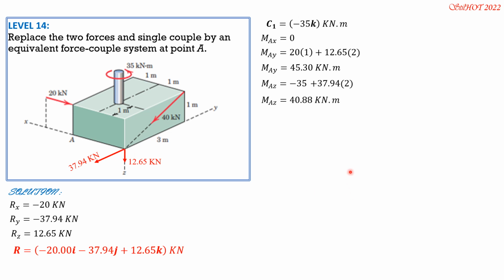So in vector form, moment about A is equal to 45.3 J plus 40.88 K kilonewton meter. So this is the force and that's the couple at A. Equivalent force and couple system at A.